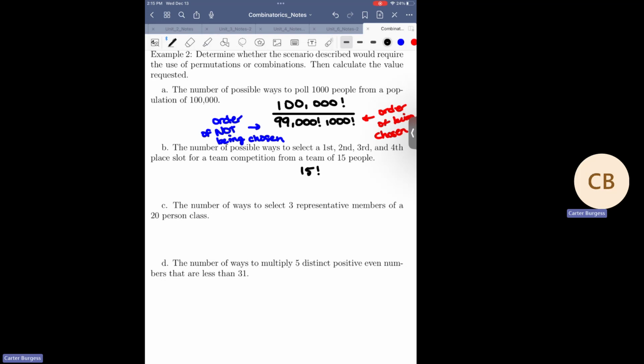And how many of those slots don't care about order? 11 of the slots don't care about order because only the top 4 care about order. In this case, you could either write this as 15 minus 4 in parentheses factorial, but we can also just say that there are 11 spots that you could shuffle them in any way you like, and it's not going to change the outcome. And so we divide out that 11 factorial. This is equivalent to 15 times 14 times 13 times 12.